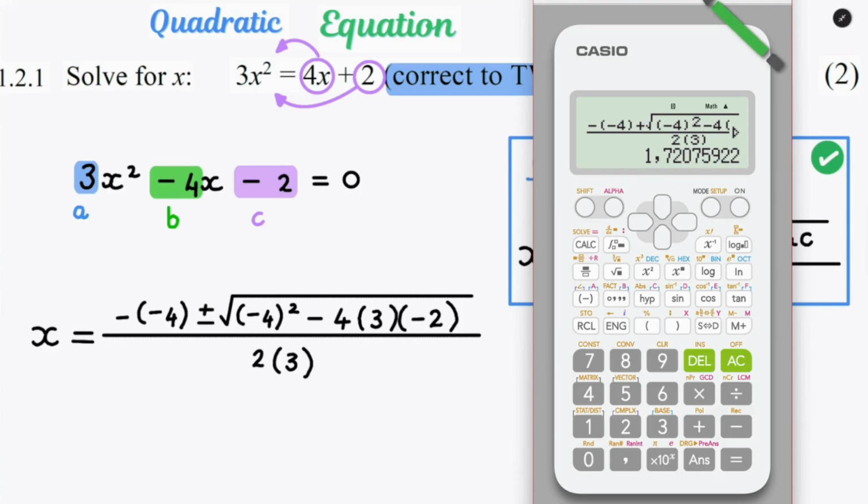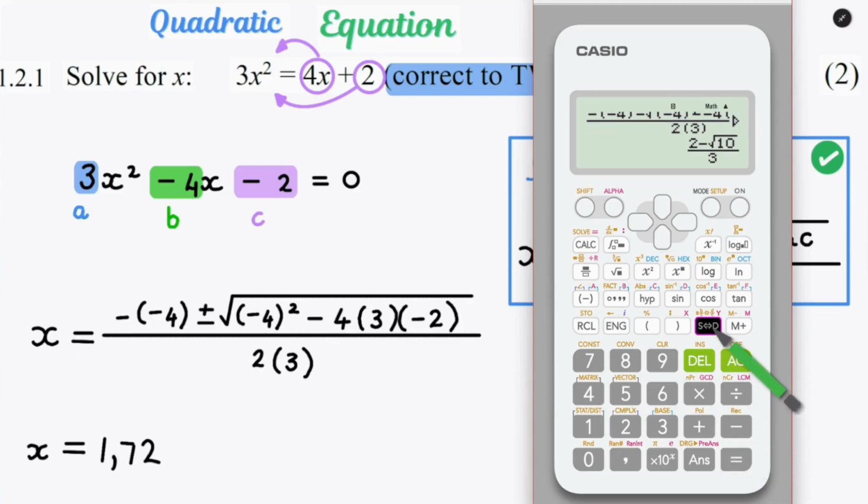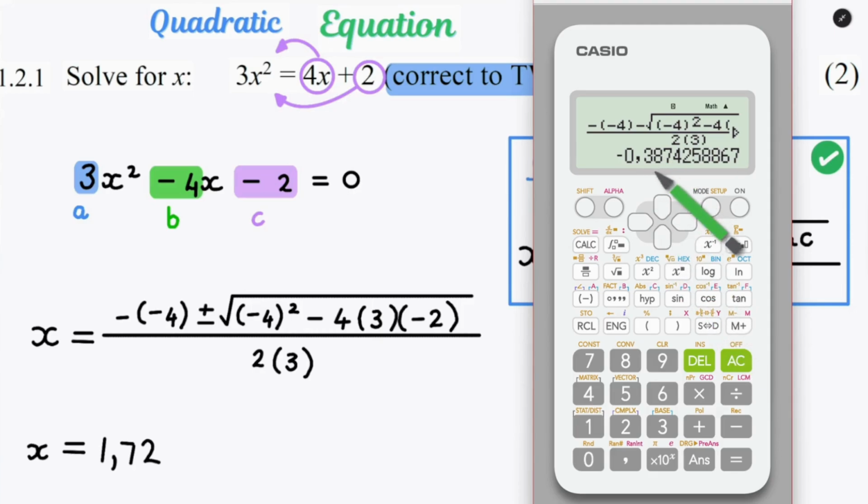So let's get that one written up. X equals 1,72. Now on your calculator, just press right, keep going right, and then change this plus to the minus over here, and that will give you your second answer. Slap that equals, and there's our second answer, minus 0,39.